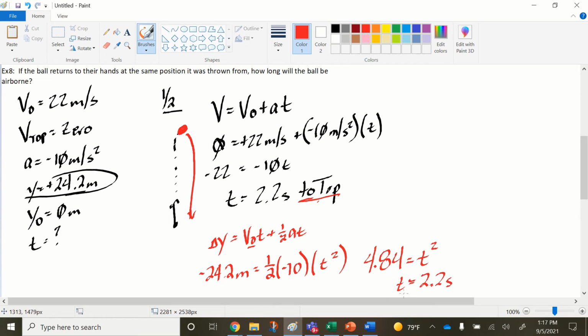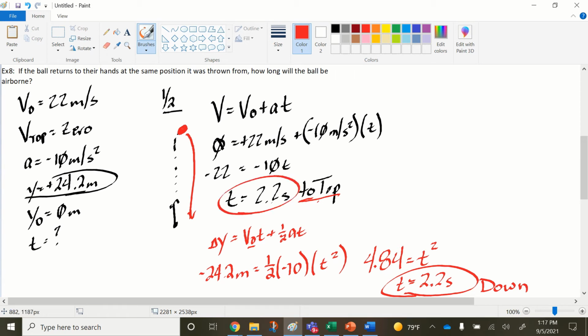Technically, you get positive and negative 2.2. I understand. But negative time just doesn't make sense. The book's got a whole section in there about whether or not values make sense physically. And you need to ask yourself, does negative time make sense? No, we can't go back in time.